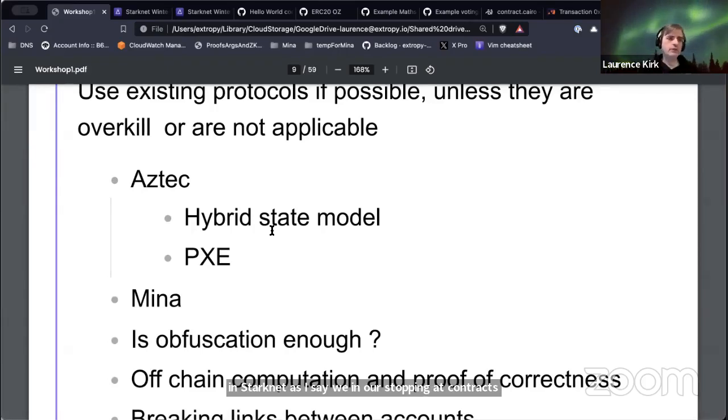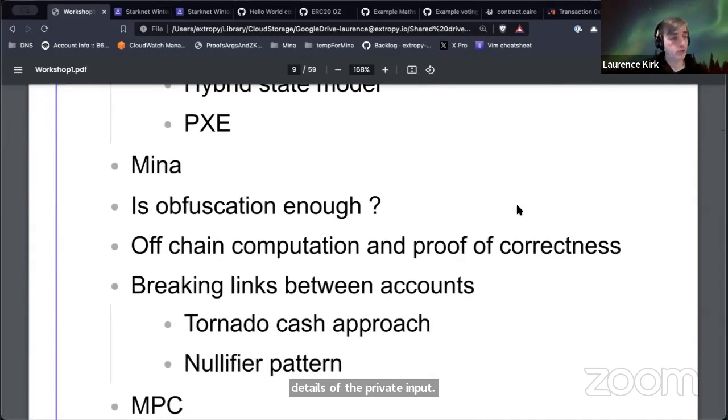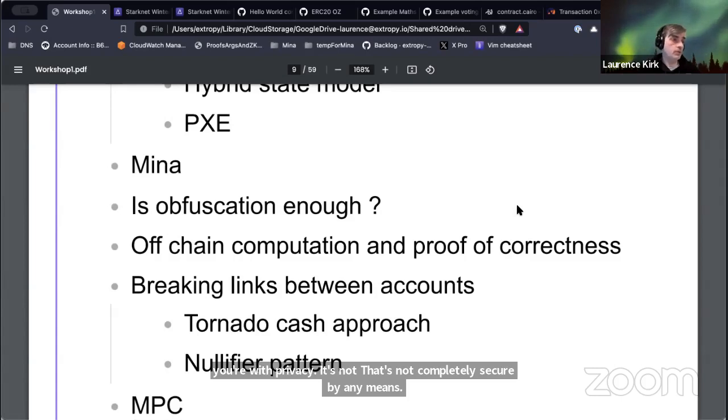But this idea of off-chain computation does allow privacy, because you can allow private inputs to the computation and then just provide some details of a state change and a proof that it is correct to a public blockchain without giving away all of the details of the private inputs. It can sometimes be enough to do obfuscation when you're dealing with privacy. That's not completely secure by any means, but for a particular use case, it may be enough.